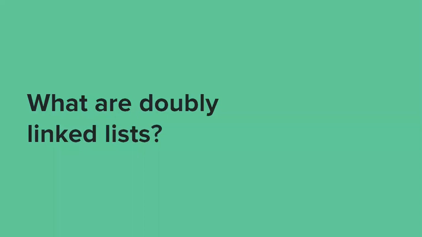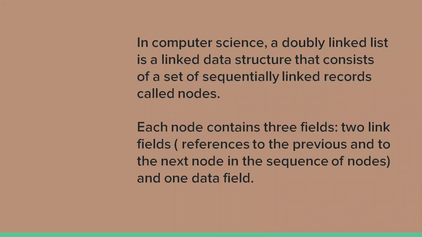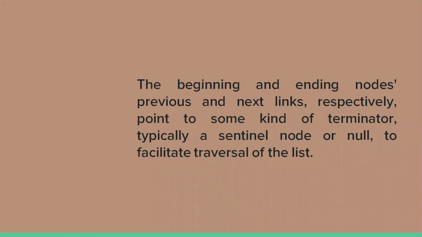What is a doubly linked list? We have already seen the example. A doubly linked list is a linked data structure that consists of a set of sequentially linked records called nodes. Each node contains three fields: two link fields, references to the previous and the next node in the sequence of nodes, and one data field. The beginning and ending nodes will be pointing to null. The previous and next links respectively point to some kind of terminator, typically a sentinel node or null.